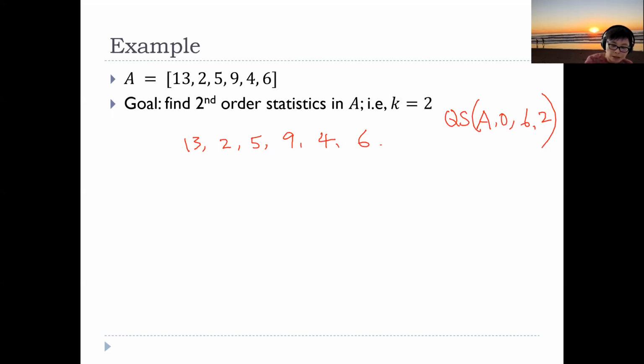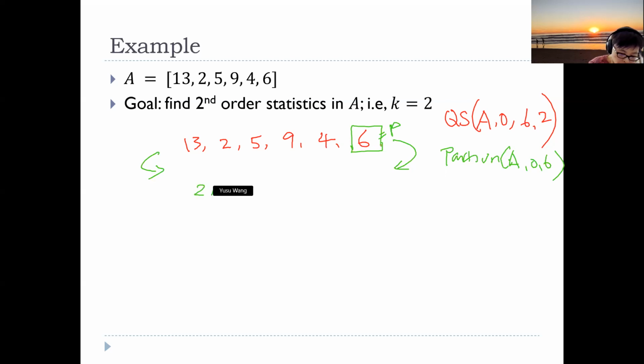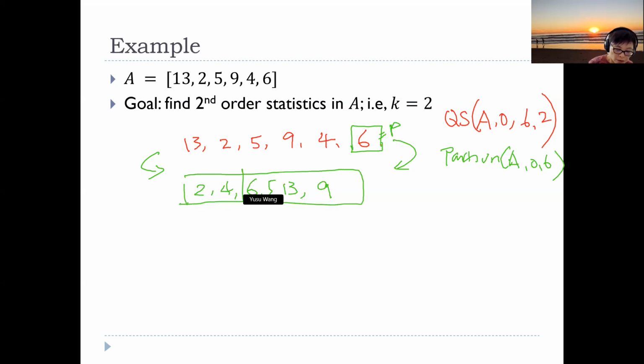So what does the algorithm do? The first step is that the algorithm does partition. Remember, the partition will use the last one as the pivot. After the partition, we put everything smaller than the pivot to one side and everything bigger to the other. Those smaller than the pivot are 2, 4, 6, and those bigger are 13, 9. I'm missing one. Oh, 5. So this is what we have after step 1.